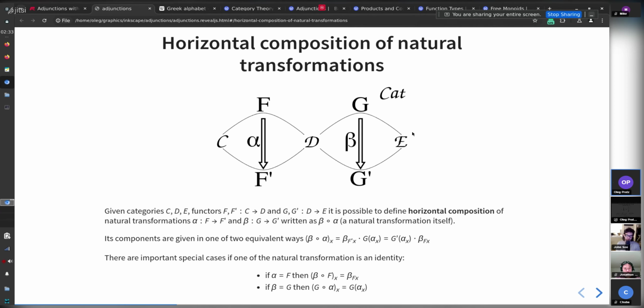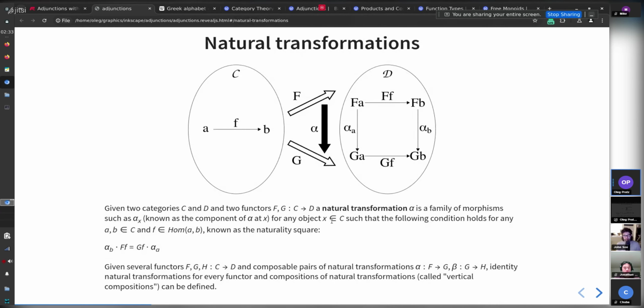By the way, if you see functor composition, you might see the dot omitted. So just GF, right, as opposed to G.F. The component-wise form can be given by one of these two expressions, and they are equal because it's a special case of the naturality square. By the way, this condition is called the naturality square of a natural transformation.